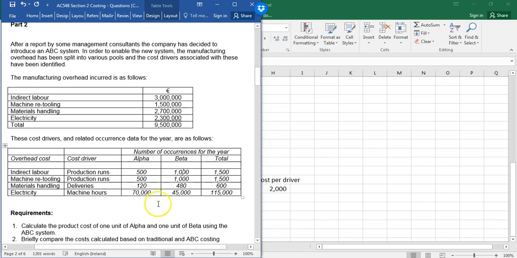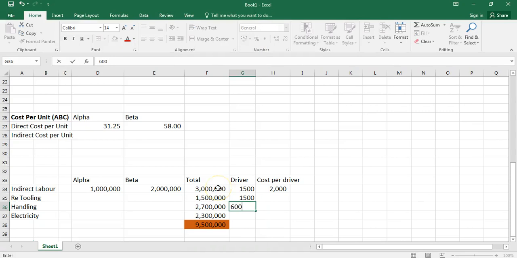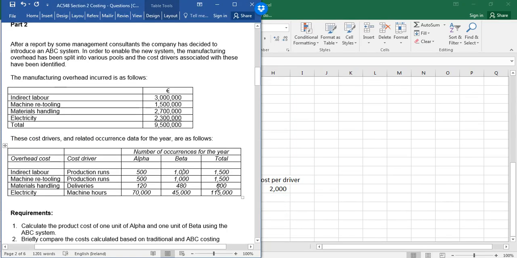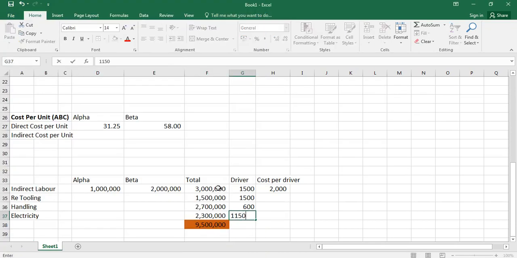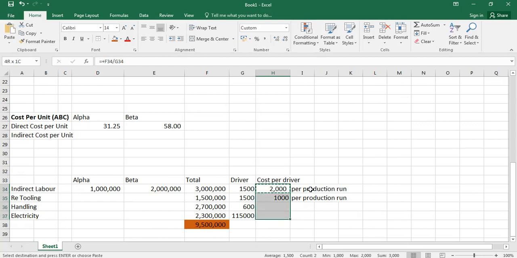The handling, the driver is number of deliveries, 600. So for example, that's your 600. And then finally, this is the number of machine hours, which is 115,000. So the cost per driver here is per production run. Similarly here, the cost here is 1,000 per production run. I'll just tidy up the formats there so it's easy to read.